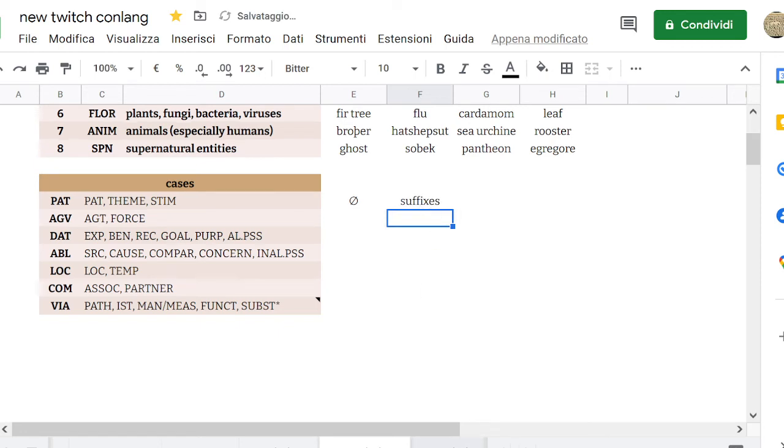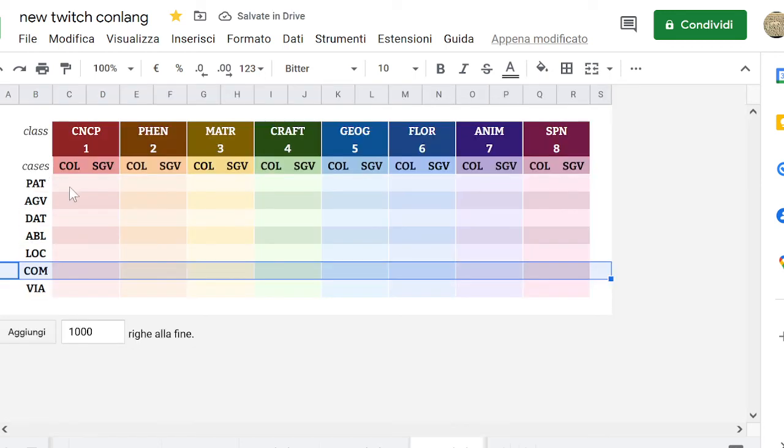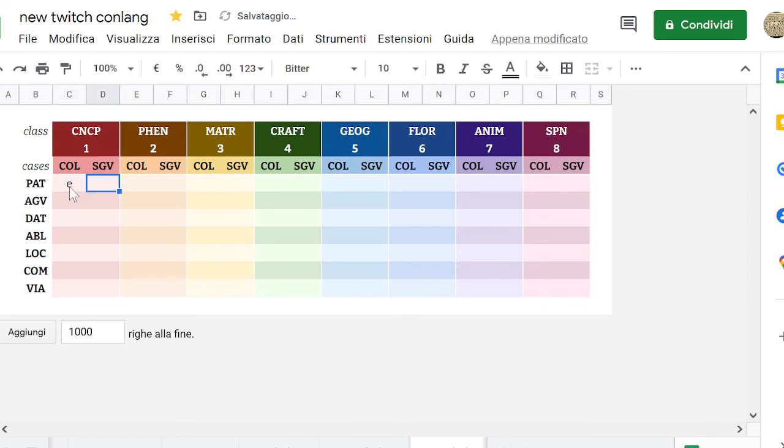Oh, and the thing I was working up to is, say concepts are just pure A and O as suffixes, right? And then you add consonants to those to make them different cases. Phenomena could be a consonant followed by A. So maybe it's le, lo.